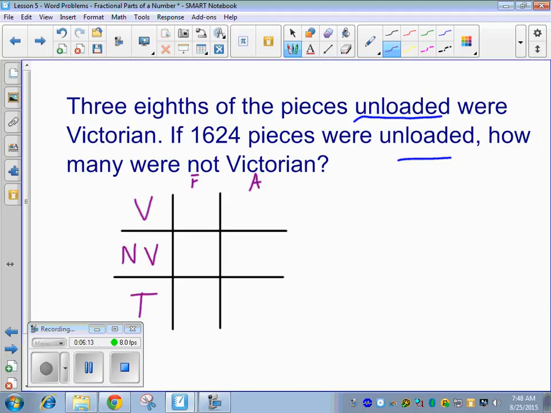So 3/8 of the pieces unloaded were Victorian. Where do I put the 3/8? Exactly. Okay. 3/8 were Victorian. So if you're doing fractions or percents, you can just do the opposite here. If 3/8 of the whole were Victorian, how many were not Victorian, you guys? Yeah, 5/8. So we have to put a 5/8 here. And the total in any fraction box is always a 1. If it's a percent box, the total would be a 100.